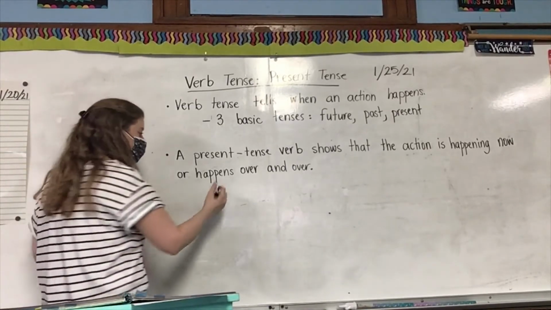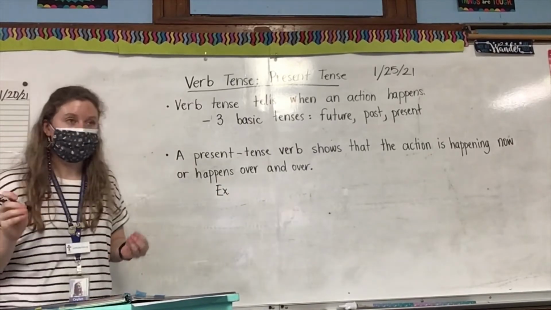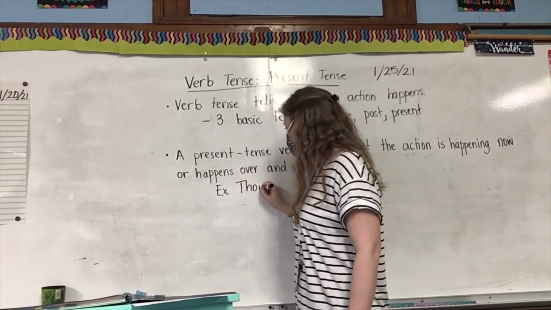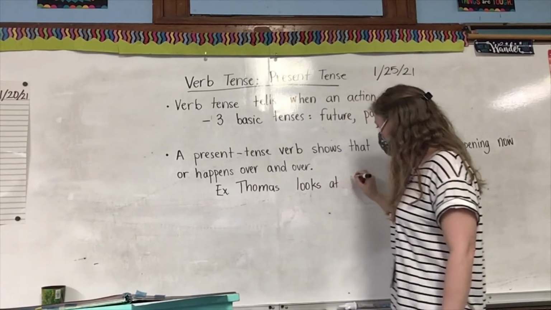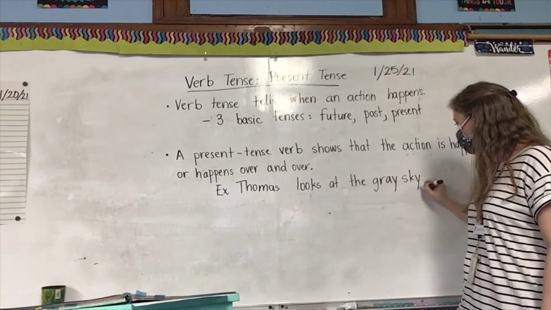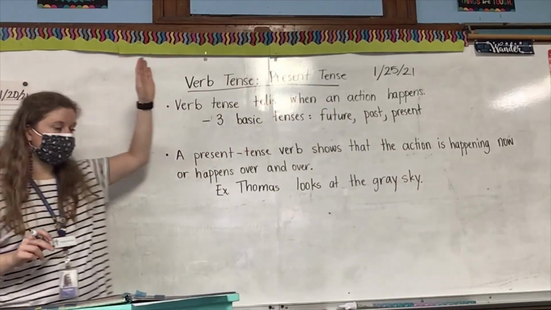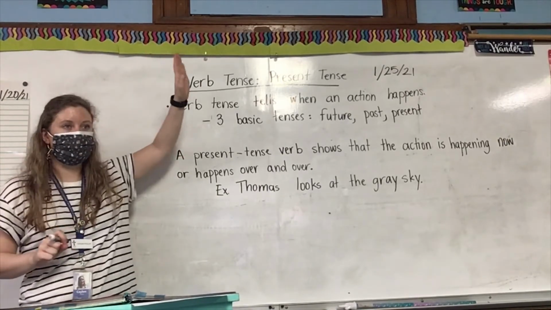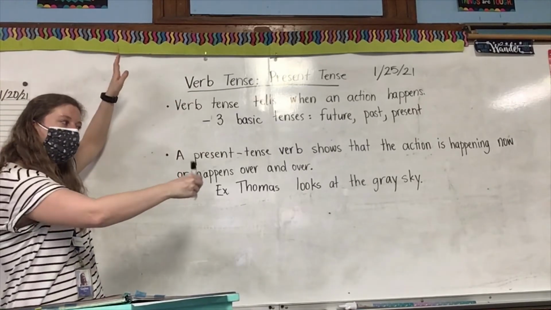Okay, so here's an example of a present tense verb. I mean, a sentence with the verb in the present tense. Thomas looks at the gray sky. What is the verb in that sentence? Give everybody a chance to finish writing it. Thomas looks at the gray sky. What is the verb in that sentence? Or if you know, you can write with one hand and raise your hand with the other.